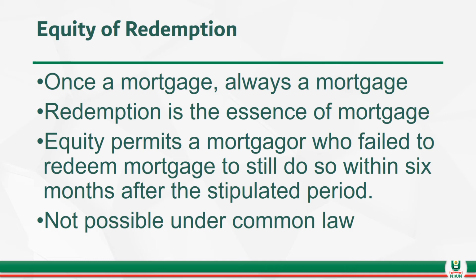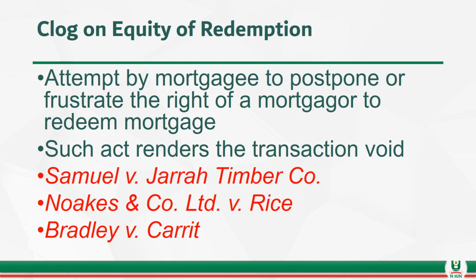Now, to clog on the equity of redemption. A clog, of course, is something that stops something from working properly. So a clog on the equity of redemption is an attempt by the mortgagee to frustrate or postpone the right of the mortgagor to redeem the mortgage. So any act or agreement which the mortgagee enters into with the mortgagor, which has the effect of frustrating or postponing the mortgagor's power to redeem the mortgage, will be deemed to be a clog on the equity of redemption. So you have many cases, right?